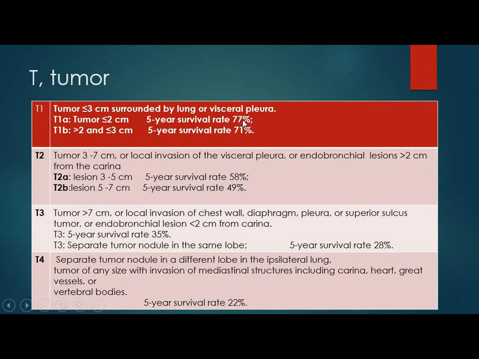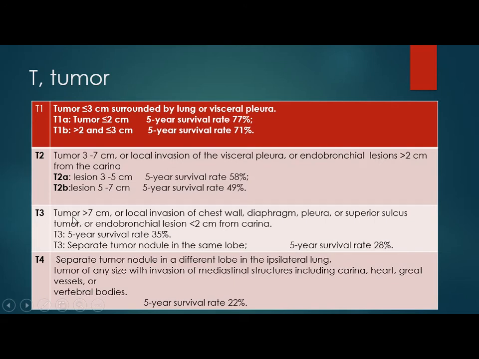And survival is 77% from stage 1A. T2 tumor, 3 to 7 cm, or local invasion of the visceral pleura, or endobronchial lesions more than 2 cm from the carina, is stage 2. It's divided into A and B according to size. Size 3 to 5 is T2A. T2B is 5 to 7.